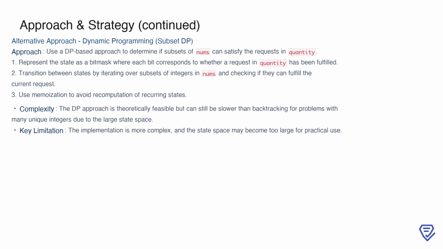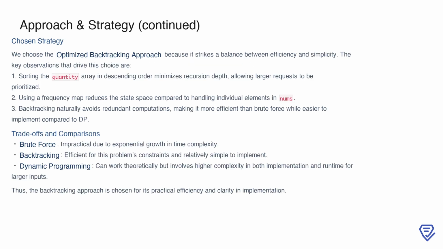While this method is theoretically feasible, it can still be slower than the backtracking approach in practice. This is because the state space can become extremely large when there are many unique integers in nums, leading to higher memory usage and longer runtimes. Additionally, the implementation of this method is more complex, making it less ideal for this specific problem when compared to backtracking. The chosen strategy for this problem is the optimized backtracking approach.